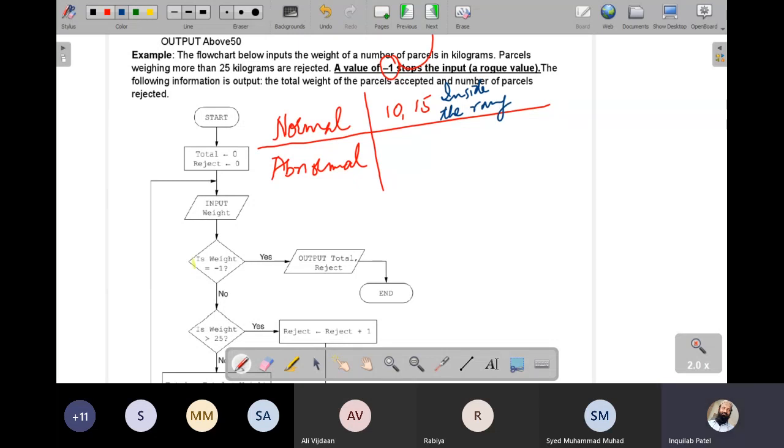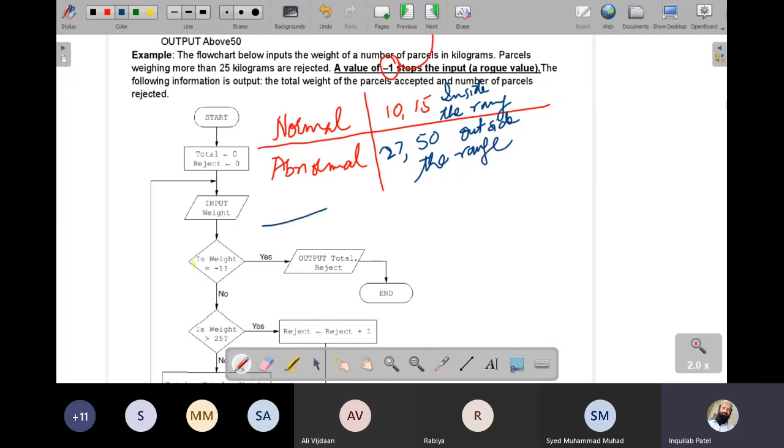Now Hadia, abnormal data. Hadia, 27. 27, very good. Another value. 50. 50, outside the range, must be rejected.